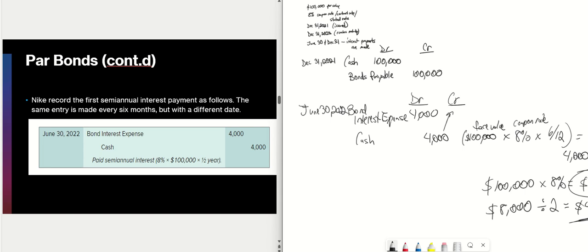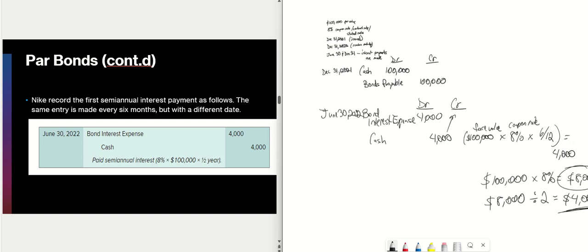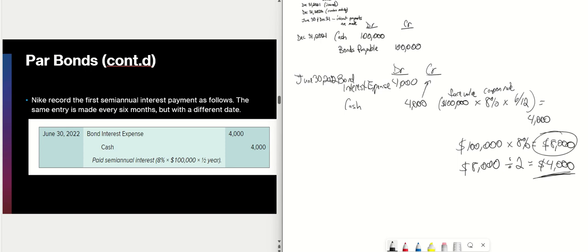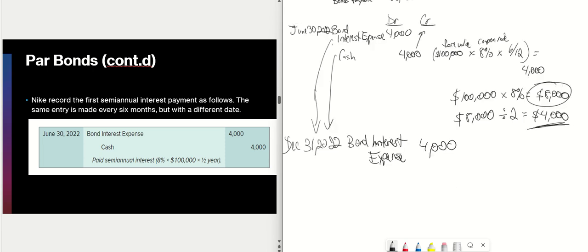So you see here that on the left side, it says the same entry is going to be made every 6 months, but with a different date. So what does that mean? That means that 6 months after June 30th, 2022, which is going to be December 31st, 2022, the same entry will apply. You're going to debit bond interest expense. My handwriting is horrible. I do know that. For $4,000, you're going to also credit cash for that same amount.